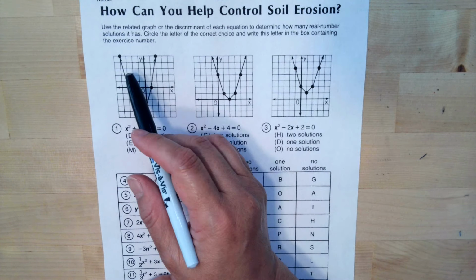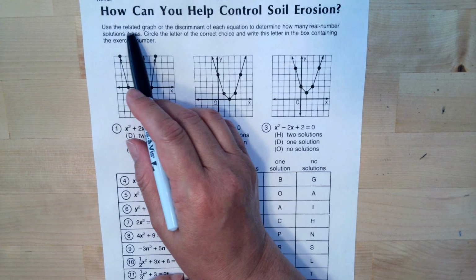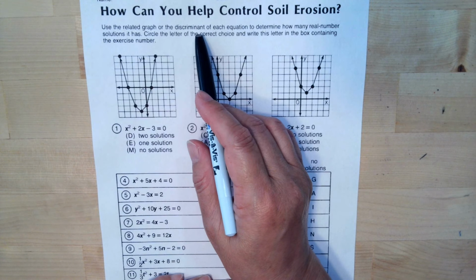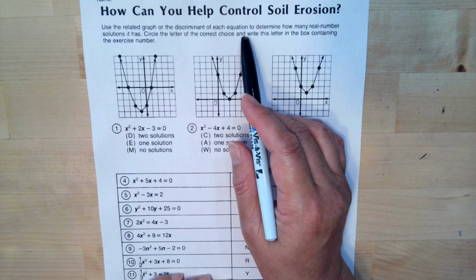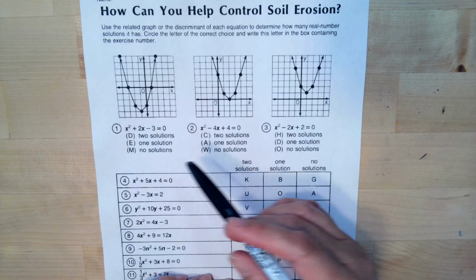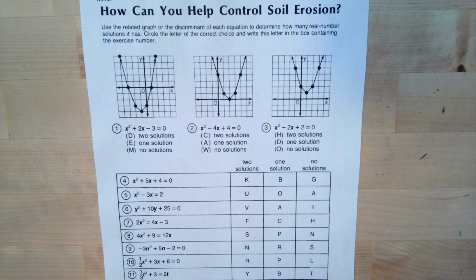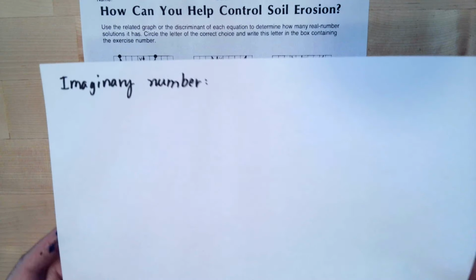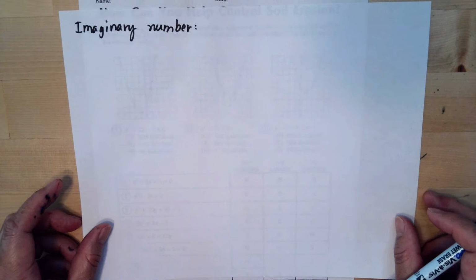Let's read the direction. It says here, use the related graph or the discriminant of each equation to determine how many real number solutions. Real number solutions. Real number, what are the real numbers? Real numbers are the numbers that we use for counting or for measuring distance. And what is not a real number? Imaginary numbers are not real numbers.